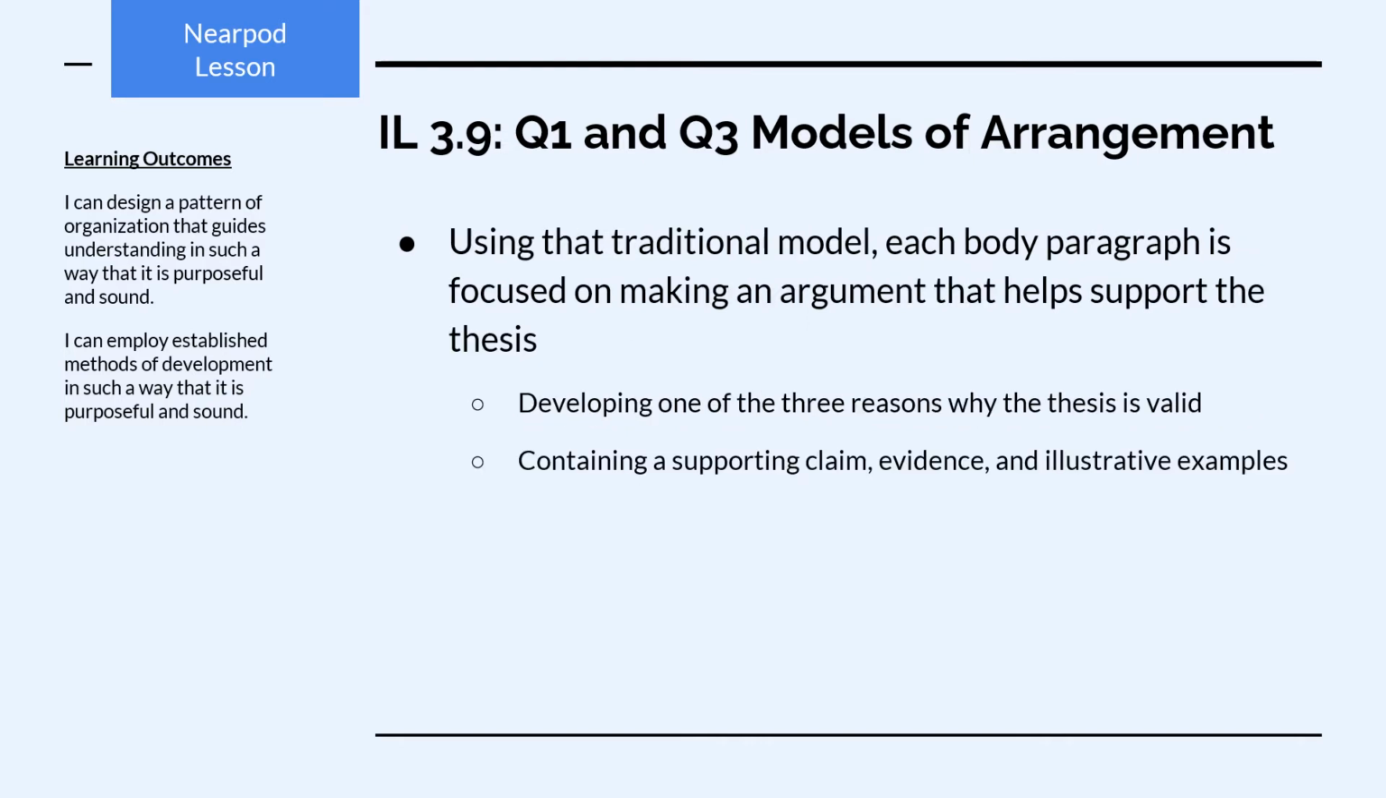So using that traditional method, each of the 3 body paragraphs is focused on making an individual supporting argument, an argument that helps support the thesis. College Board calls this developing a supporting claim. But really, each body paragraph is devoted to developing one of those 3 reasons why the thesis is valid, right? One of those 3 premises that you probably stated in your thesis. And each body paragraph contains a supporting claim and evidence and illustrative examples to help make up that supporting argument.